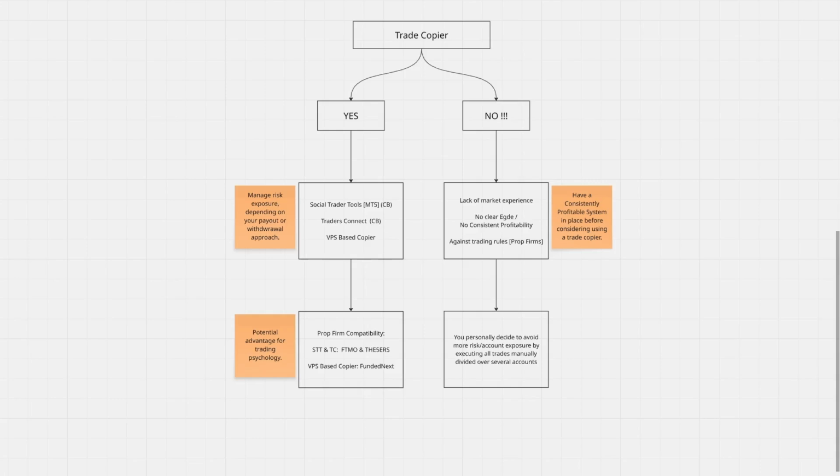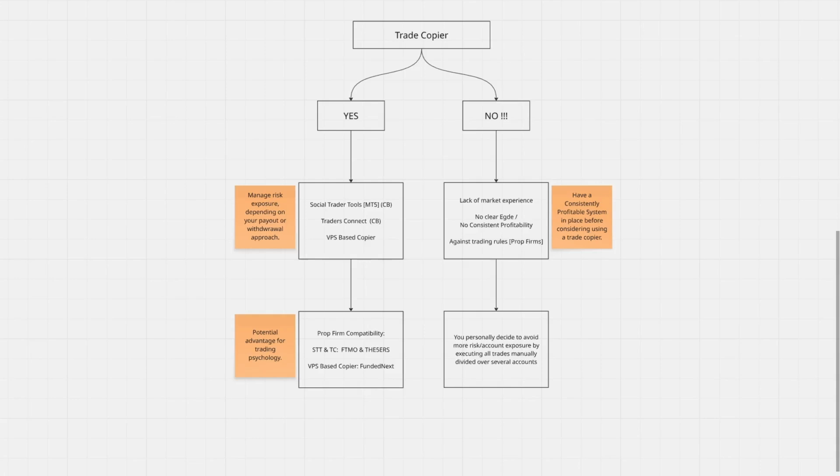Another reason why you shouldn't be using a copier is if you are funded or have several active prop firm challenges and the firm doesn't allow trade copying. Of course, then you should avoid using a copier because otherwise you would lose your progress or you would lose your funded accounts by violating their rules. So a short summary: to the right, you see an orange post-it. Have a consistent profitable system in place before considering using a trade copier.